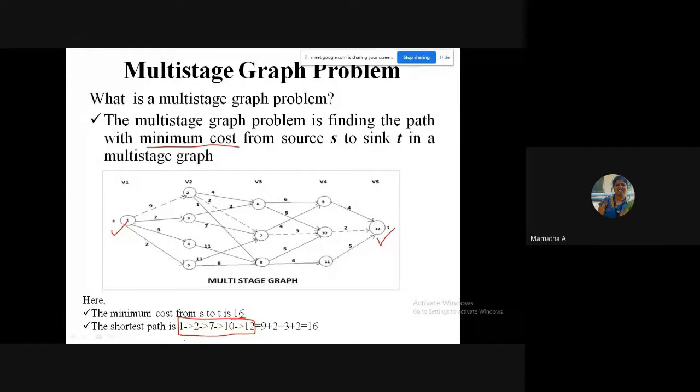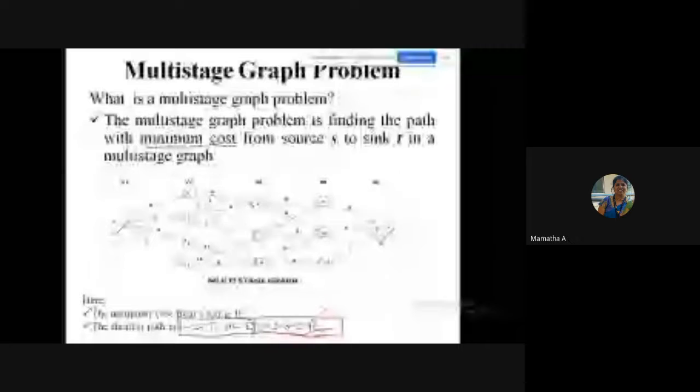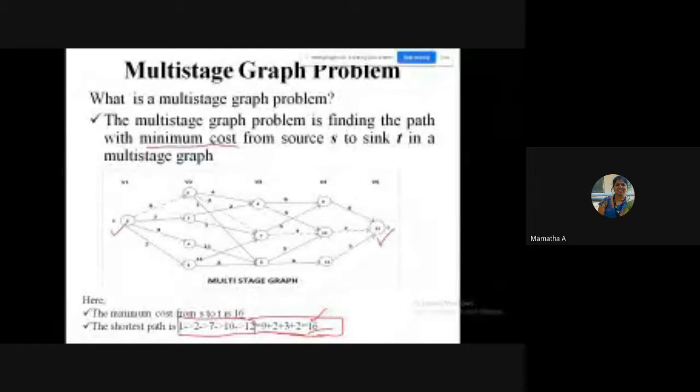So reaching source to the sink node. And the path length is now how much? 16. There are so many paths. You can check. There are so many paths. Out of that, this is one. This is the shortest path. Might be there is some other path using the same length, but you can see this is one of the shortest paths.